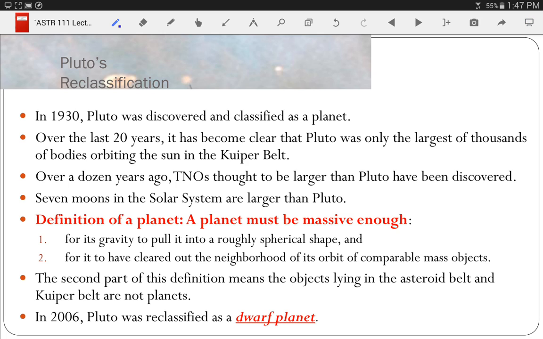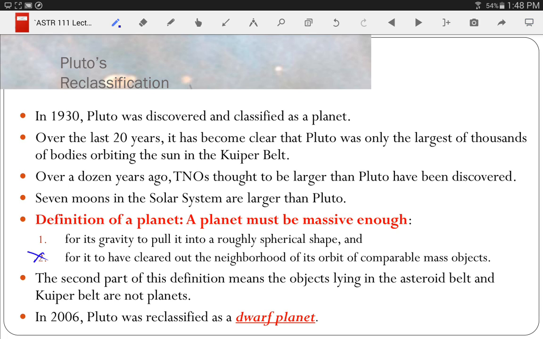The second one is for it to have cleared out the neighborhood of its orbit of comparable mass objects. That is, it's got to have no other things in its orbit that are of similar mass to it. Everything else that's around it has to be much, much smaller in its orbital path. And Pluto clearly fails that. Now, there are actually mathematical criteria that they set for these two, so you can just look at the numbers to determine if it meets the criteria or not. But that's basically it. And so Pluto fails this one here. It hasn't cleared out its space.